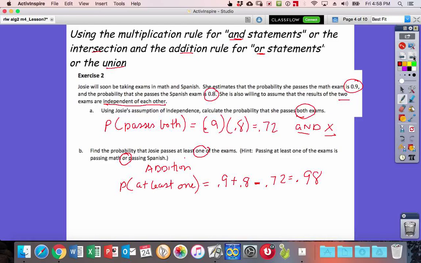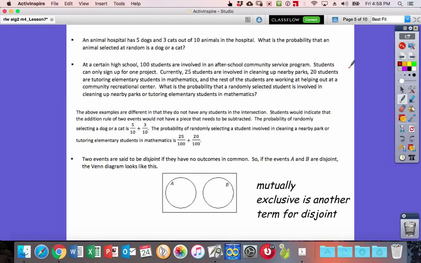Let's try another one, the other exercise. They're going to now talk to you about these mutually exclusive or disjoint. And they give a few examples if you have an animal hospital. So let's see, it's got 5 dogs, 3 cats, and there's 10 animals. They didn't tell you what the others are. Maybe they're raccoons or something. And it wants to know what's the probability that an animal selected at random is a dog or a cat.